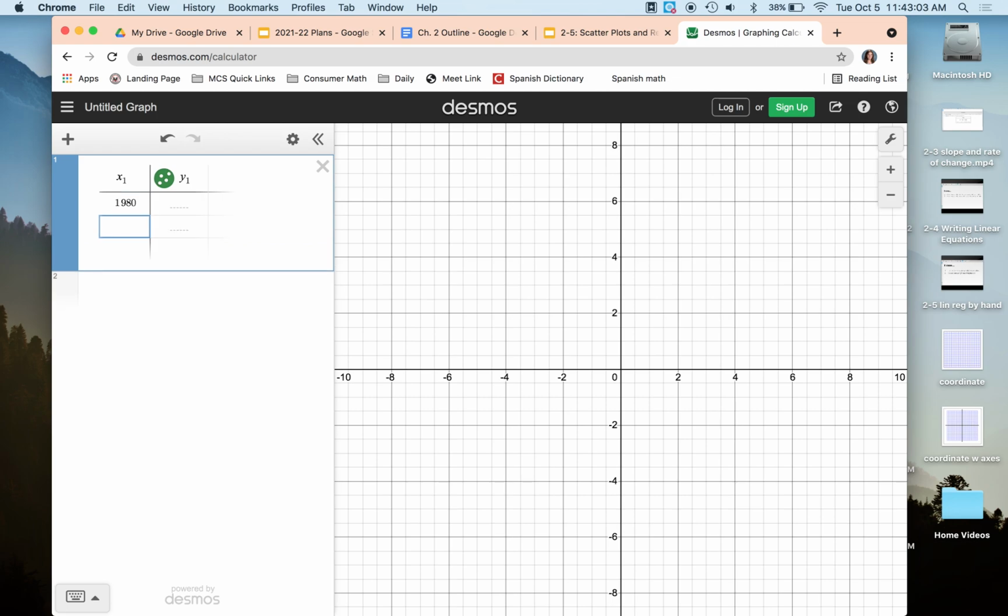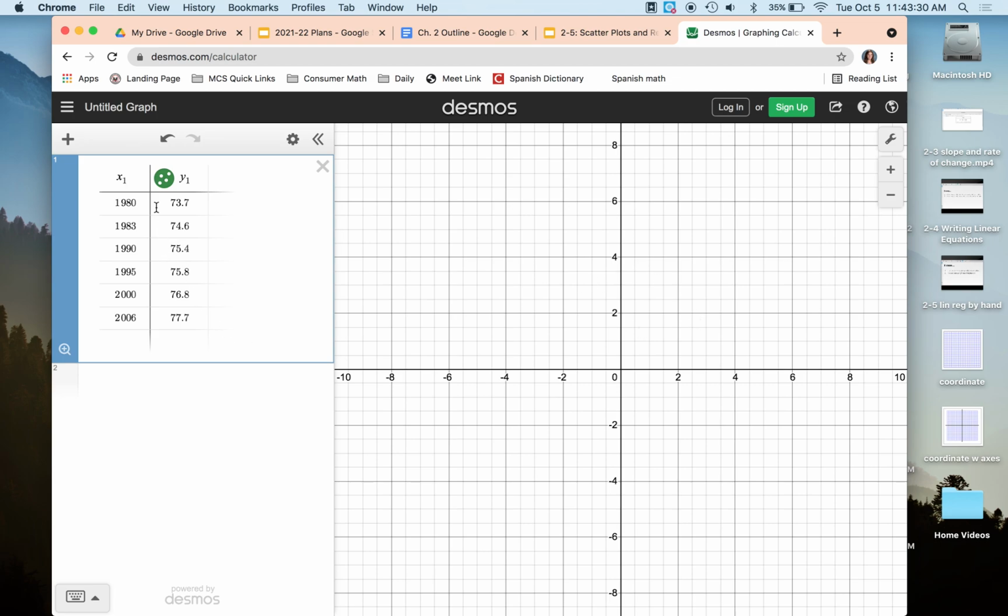So go ahead and plug those numbers in: 1980, 83, 90, 95, 2000, and 2006. And then we're going to put the life expectancy: 73.7, 74.6, 75.4, 75.8, 76.8, and 77.7. Okay, so notice how right now I can't see those points.